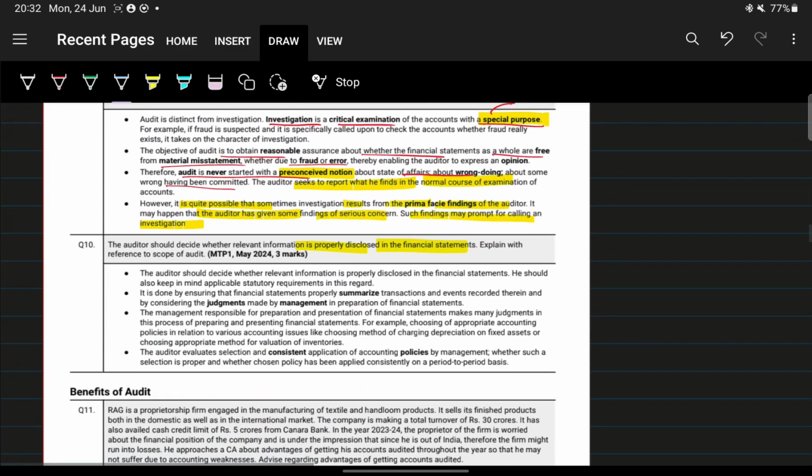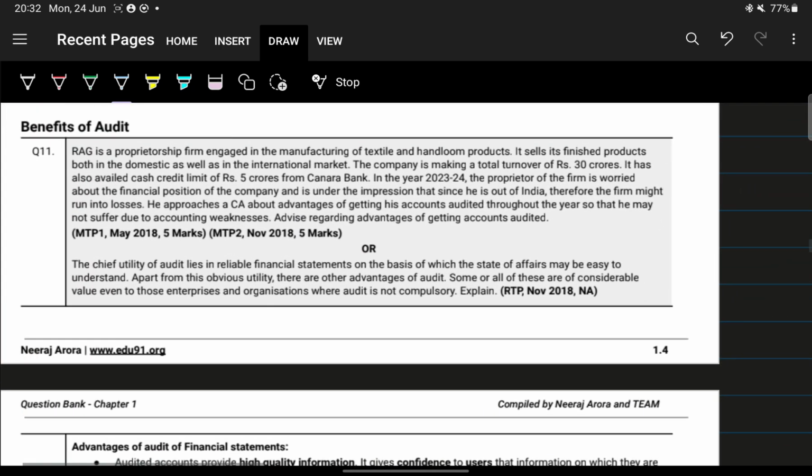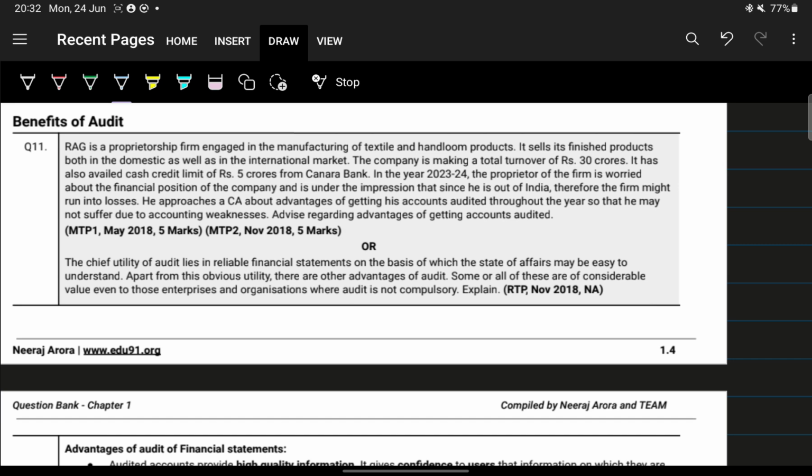We'll move on to the next question. Next, when it comes to benefits of audit, it is fairly easy. We'll just see what the question requires us to do.